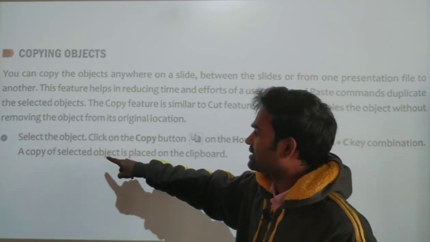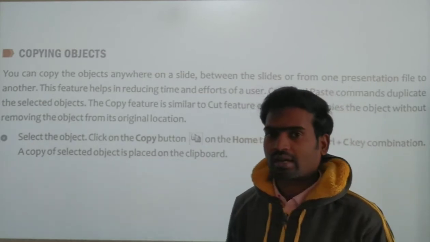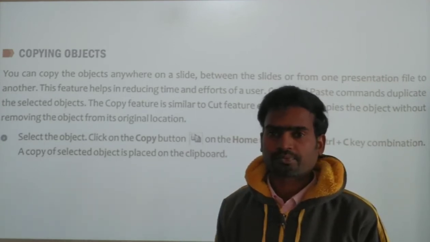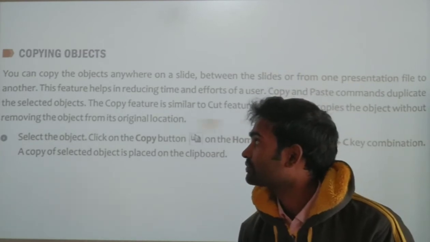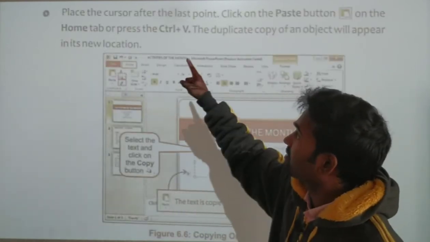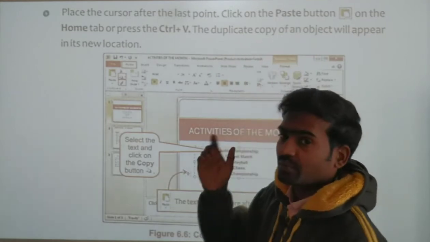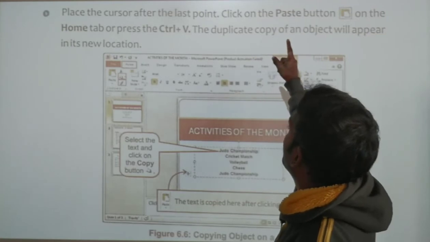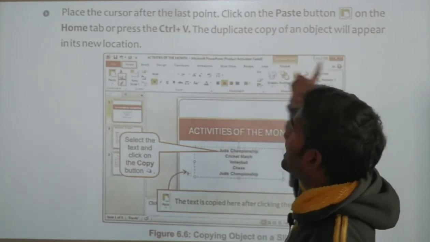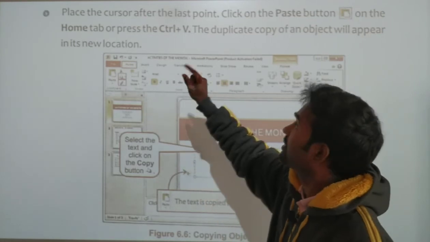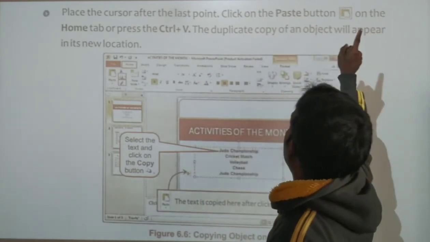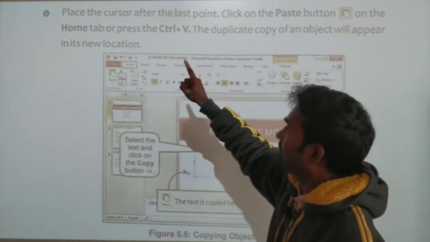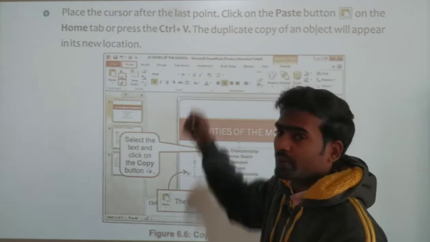A copy of the selected objects is placed on the clipboard, as we were doing yesterday. It will be copied in the clipboard. The next one, place the cursor after the last point, where we want to paste the content. Okay? Click on the paste option on the home tab. After copying it, click on the paste button. This is the paste button, you can see it there in the home tab. I'll show you. On the home tab, or press Ctrl plus V.